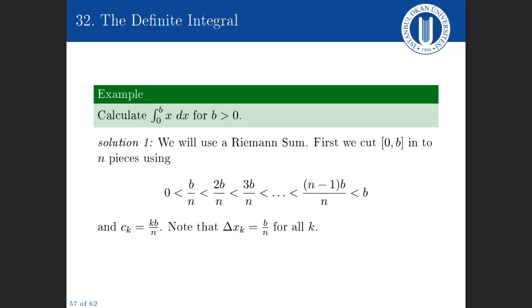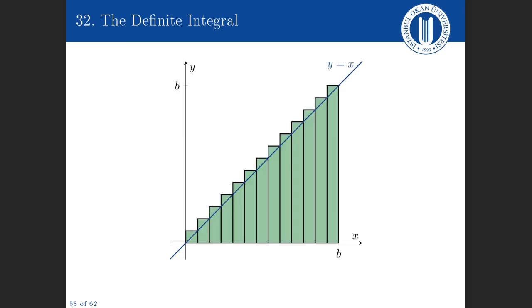And what I want to do is cut my interval from 0 to b into n pieces which are exactly the same width. The width of each one of these pieces is going to be b over n. And I'm going to use the right-hand edge of each interval, that's c_k equals kb over n, to decide the height of the rectangle. So we're doing this. The top right-hand corner of each rectangle is on the line y equals x, and we have n rectangles.